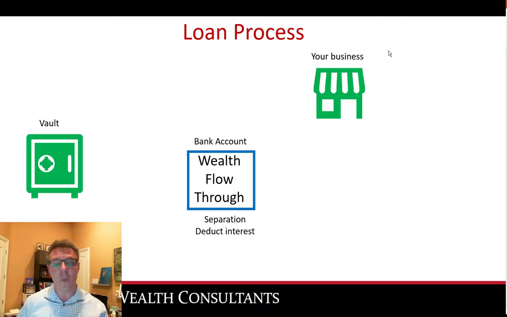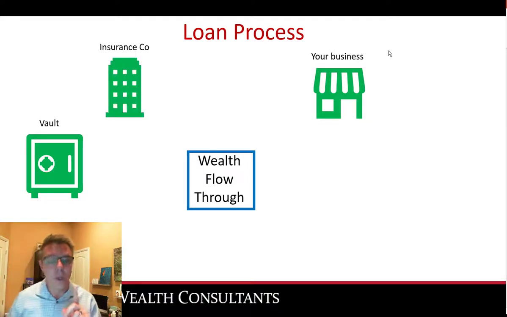The reason why we do this is we want to keep our banking functions separate. If we commingle in our business or personal account, things can get lost and spent. In addition, if we're using this for a business purpose, the interest we pay the insurance company is tax deductible. So we want to be able to cleanly document what that deduction is going to be.